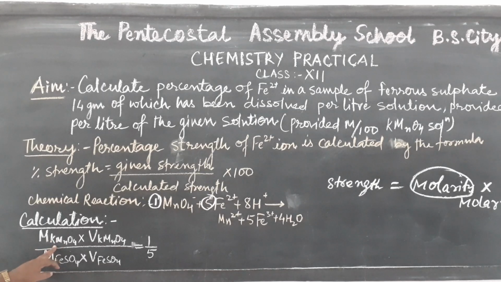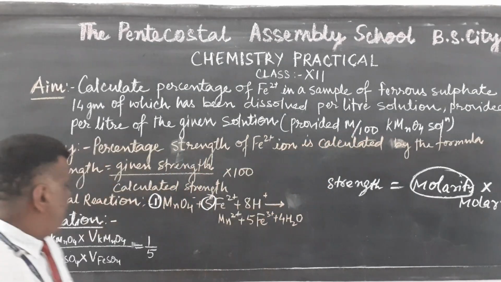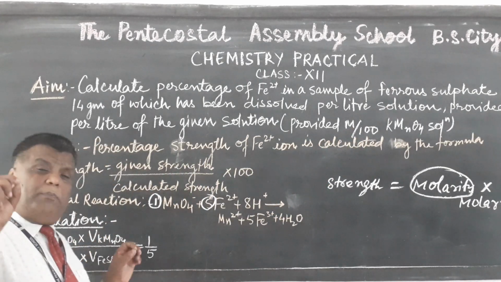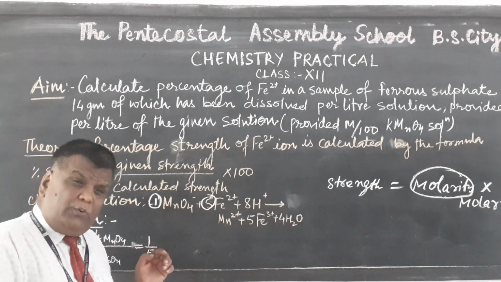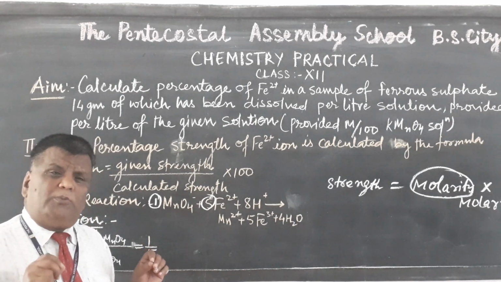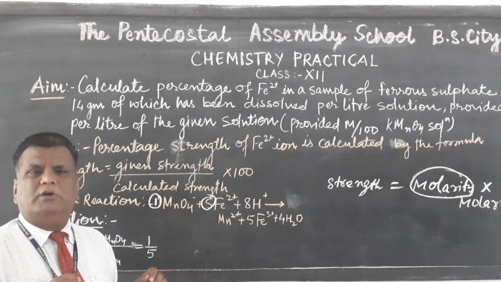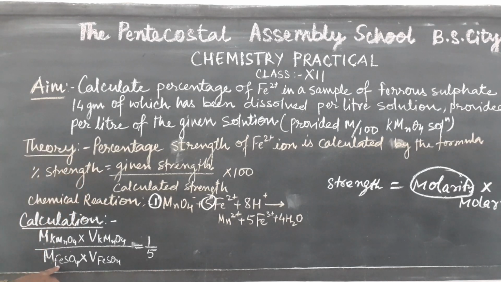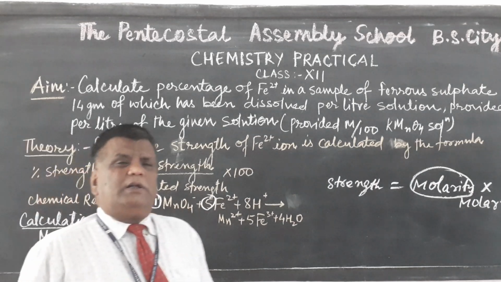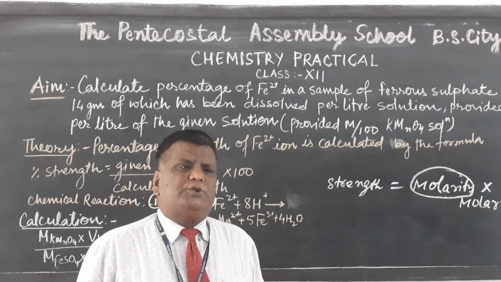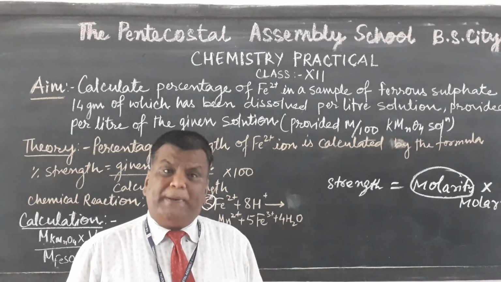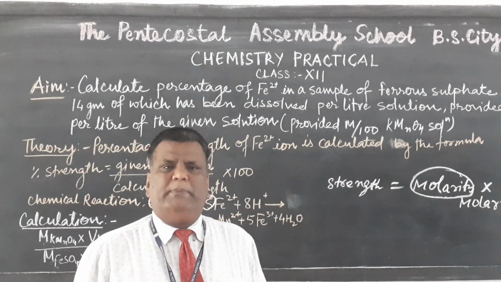Here you must know M KMnO4 means molarity of KMnO4, that is given as 1 by 100. V KMnO4 is the volume which you are taking in the burette, that is the volume of KMnO4. That means the difference, which must come 3 times at least, concordant reading. M FeSO4 we do not know, you have to find, and V FeSO4 is the amount of FeSO4 which we are taking by using a pipette. So we are going to take 20 ml.